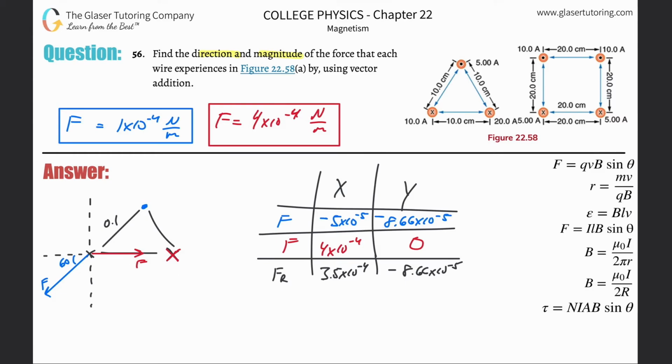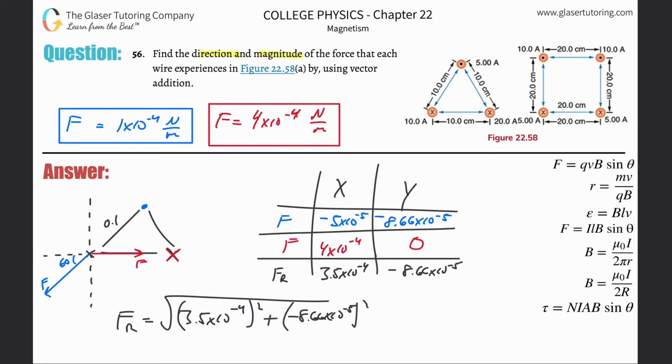So let's plug it in. To find the resultant force now, you know the formula. Square root of this thing squared, so 3.5 times 10 to the minus 4th, squared. Add that to negative 8.66 times 10 to the minus 5th, squared. Make sure you plug in the square inside those parentheses. So the square root of 3.5 times 10 to the minus 4th squared, plus the 8.66 and so on squared. And we get a value of about 3.6.